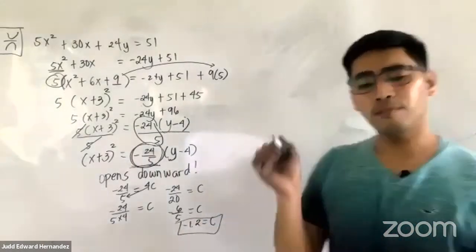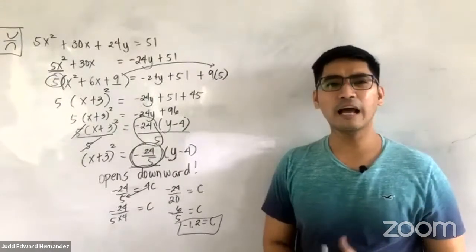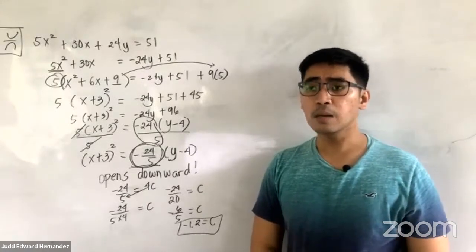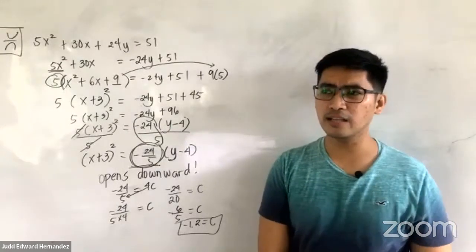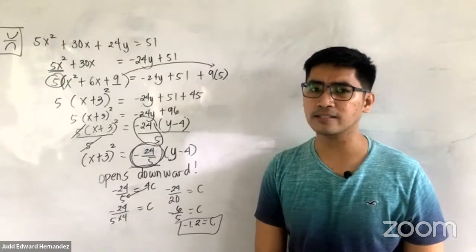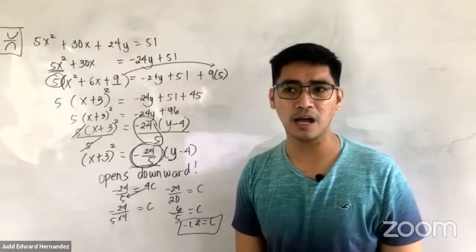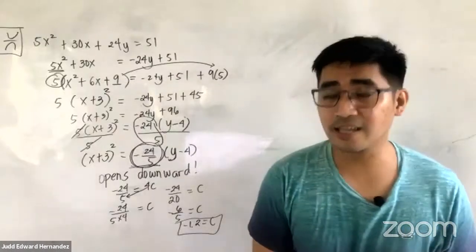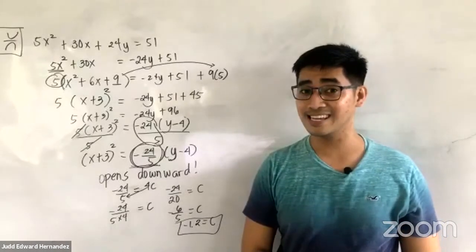Kung makikita nyo, siguro kung magsa-search kayo sa ibang book, ang laging ginagawa nila positive si C. Ako, ayoko na palaging ginagawang positive si C. Bakit? Kasi it denotes where the parabola opens. Para alam ko agad, ay negative yung C. Ibig sabihin, kahit hindi ko pa nalalaman yung equation ng parabola at sinabi negative daw yung value ni C, alam ko na agad, ay yung parabola na yan pababa. Kasi binigay yung value ni C.